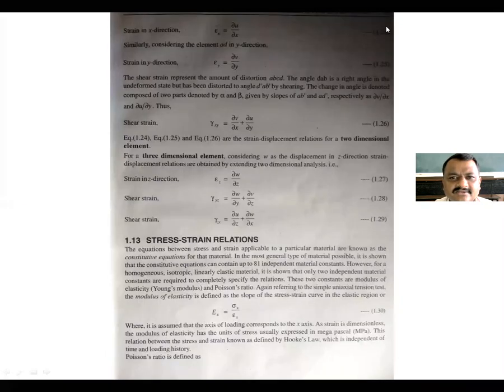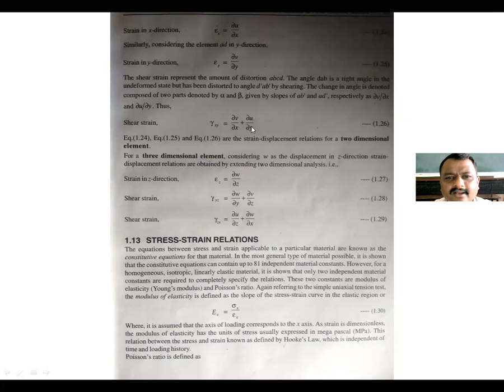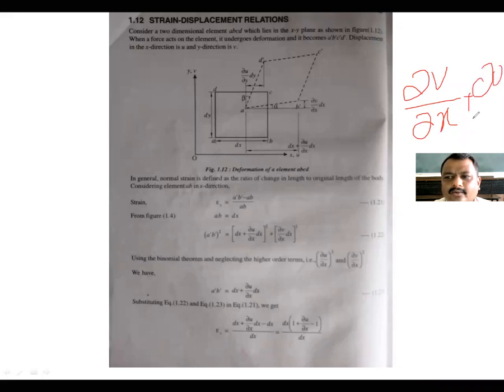Now how to find the shear strains? Observe here, the shear strain in the element. The shear strain represents the amount of distortion, that is ABCD, and is denoted as gamma xy. The shear strain I want to convey here is this alpha. You can see this alpha is one shear strain, beta is the other shear strain. So gamma xy means what is the shear strain happening in the xy plane? According to that, dou v by dou x plus dou u by dou y.